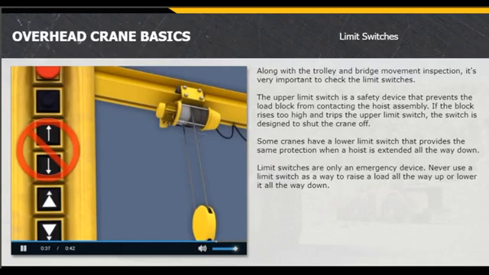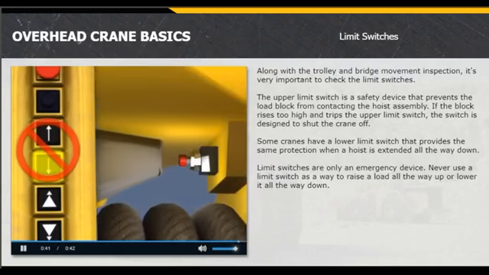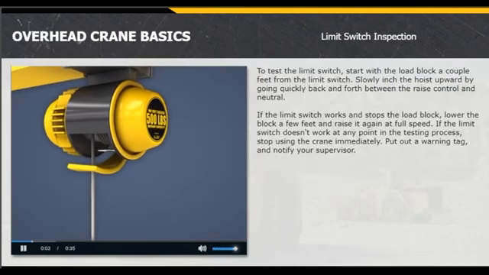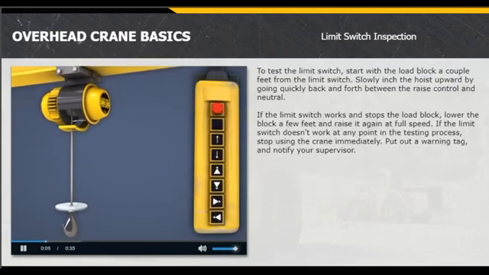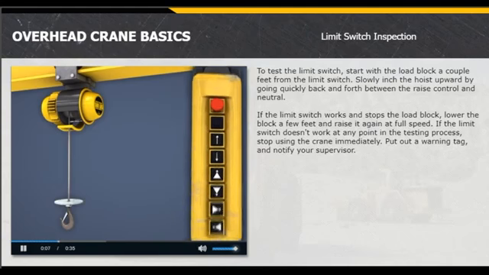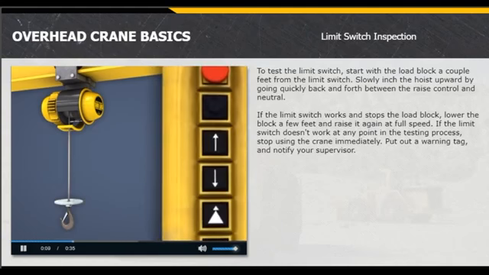Never use a limit switch as a way to raise a load all the way up or lower it all the way down. To test the limit switch, start with the load block a couple feet from the limit switch. Slowly inch the hoist upward by going quickly back and forth between the raise control and neutral. If the limit switch works and stops the load block, lower the block a few feet and raise it again at full speed.